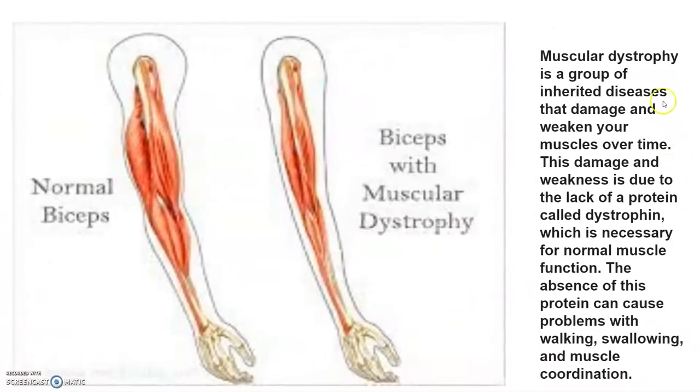Muscular dystrophy is an inherited disease which is transmitted from one generation to the next, and it damages and weakens the muscles slowly. This damage is due to the lack of a protein called dystrophin, and that is why the name dystrophy. It is necessary for the normal functioning of the muscles, and the absence of this protein results in problems in walking, swallowing and muscle coordination. So muscular dystrophy is a progressive degradation of the skeletal muscles, mostly due to genetic disorders. This is a normal bicep, and this is a bicep with muscular dystrophy. You can see the difference.